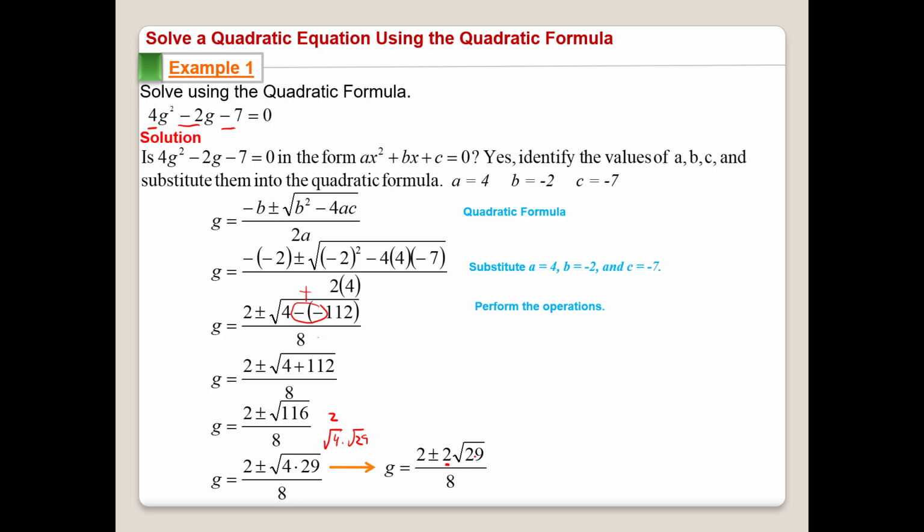So now we could possibly do this a little bit easier, right? We can break this up into 2 over 8 plus or minus 2 times square root of 29 all over 8. So we can simplify these fractions here. This can go down to 1/4, and this can go down to 1/4 as well. And when we do that, we're simply left with 1 plus or minus square root of 29, all over the value of 4.